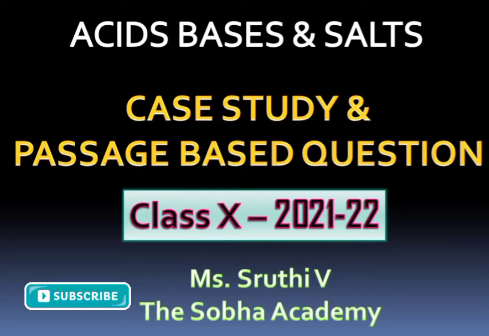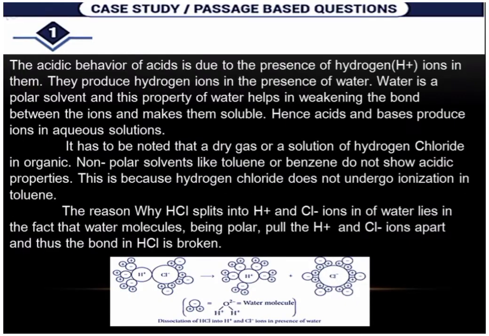This passage is an easy one. We'll start with an easier passage and then we'll move on to a difficult one. So let's read out the first passage. The acidic behavior of acids is due to the presence of hydrogen ions in them. They produce hydrogen ions in the presence of water. Water is a polar solvent and this property of water helps in weakening the bond between the ions and makes them soluble. Hence, acids and bases produce ions in aqueous solutions.